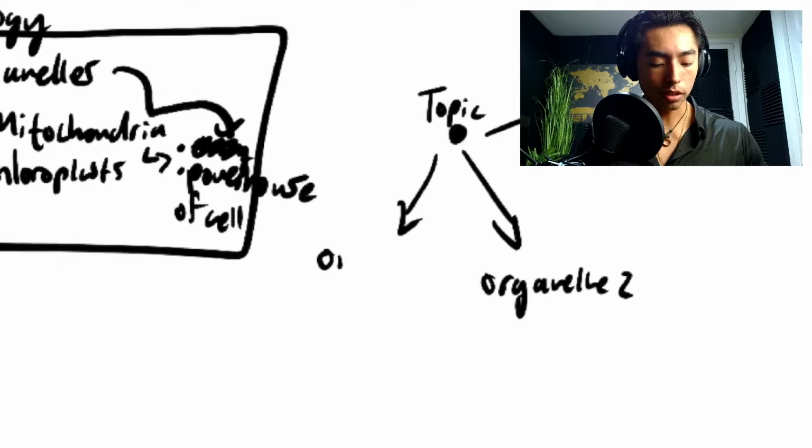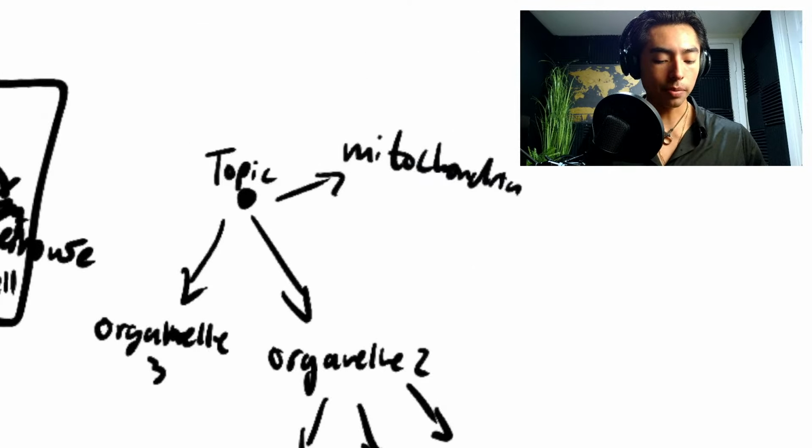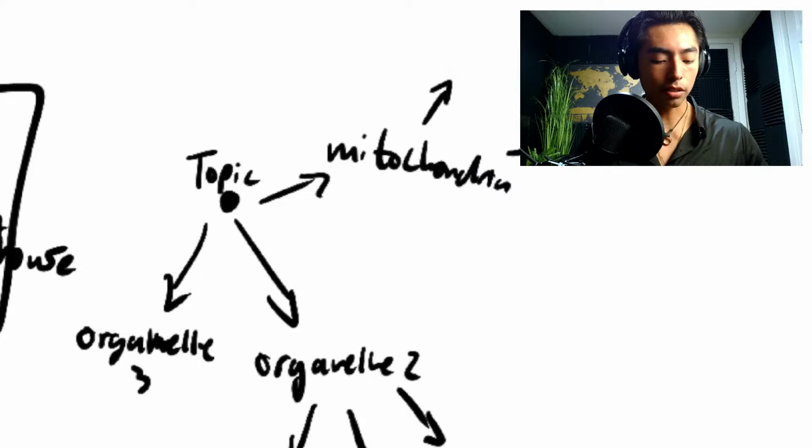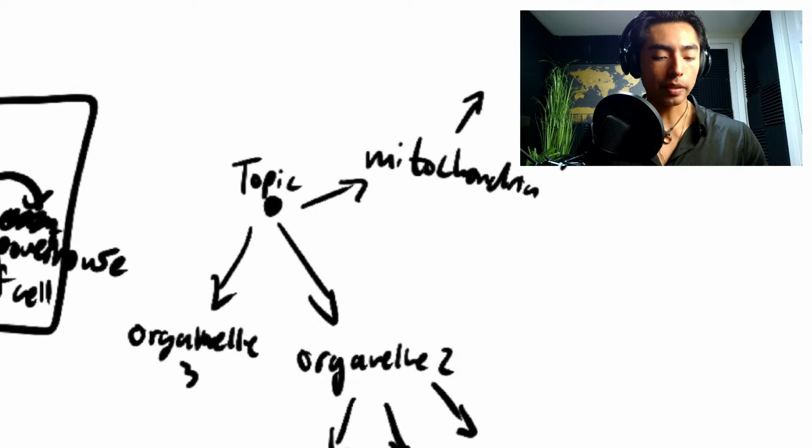To organelle 3, organelle 3. Okay, and then after this, you go out again, right? This is probably pretty obvious, but I'll make my point here in a second. So now you're going to have the little pieces of the details. So detail 1 and detail 2.